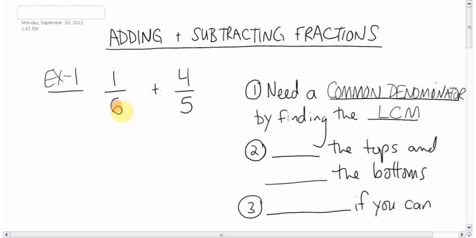So we have to make both this and that 30. We have to make this 6 into 30. Well, what do we multiply the 6 by to get 30? We multiply it by 5. And remember, when we're making an equivalent fraction, whatever you do to the bottom, you have to do to the top. So we times the bottom by 5, we have to times the top by 5. The bottom, 6 times 5, 30. The top will be 5 times 1, 5.